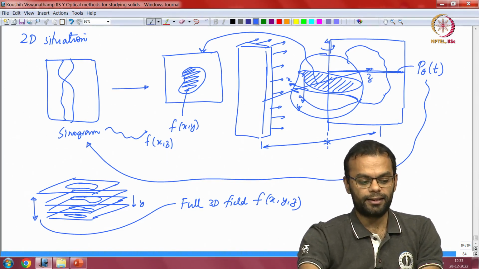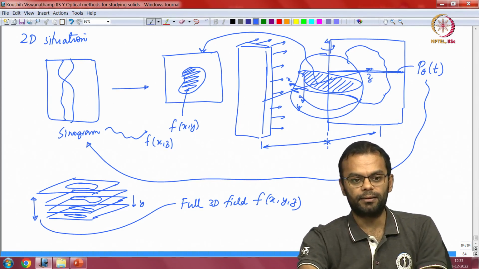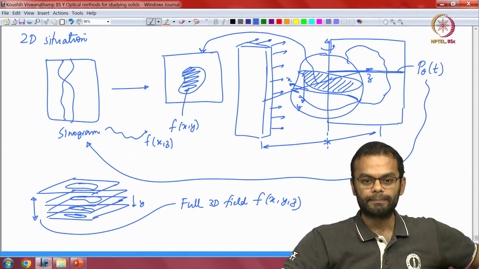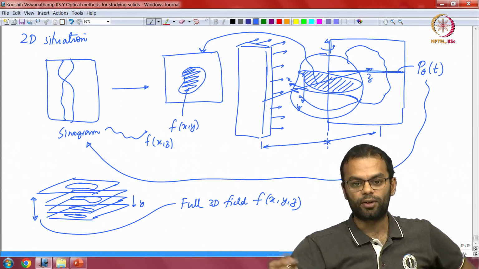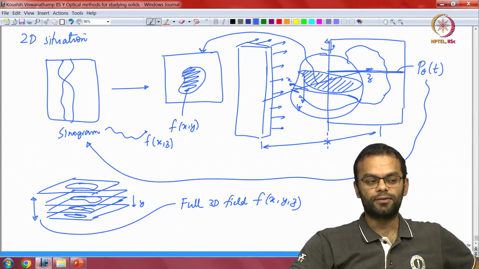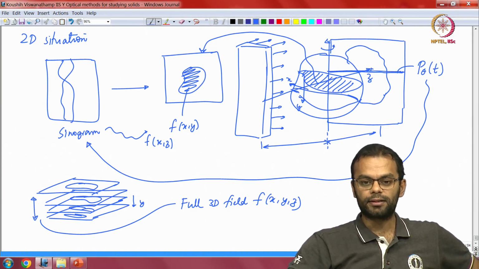So in the next session I will probably bring some data to show you actual experimental data and what it looks like and what the corresponding sinograms look like and how you can actually use that for looking at internal structures of objects.